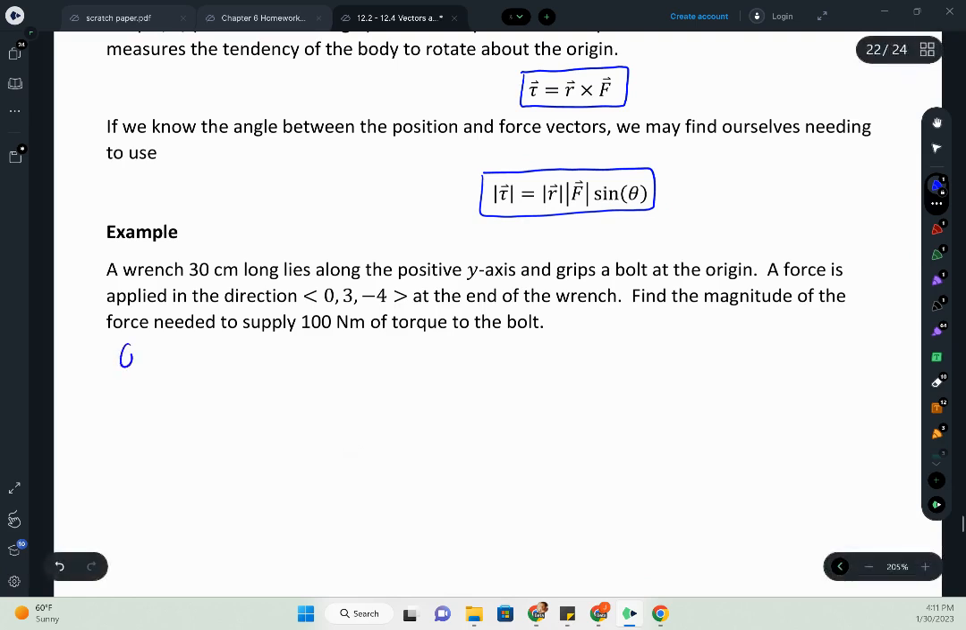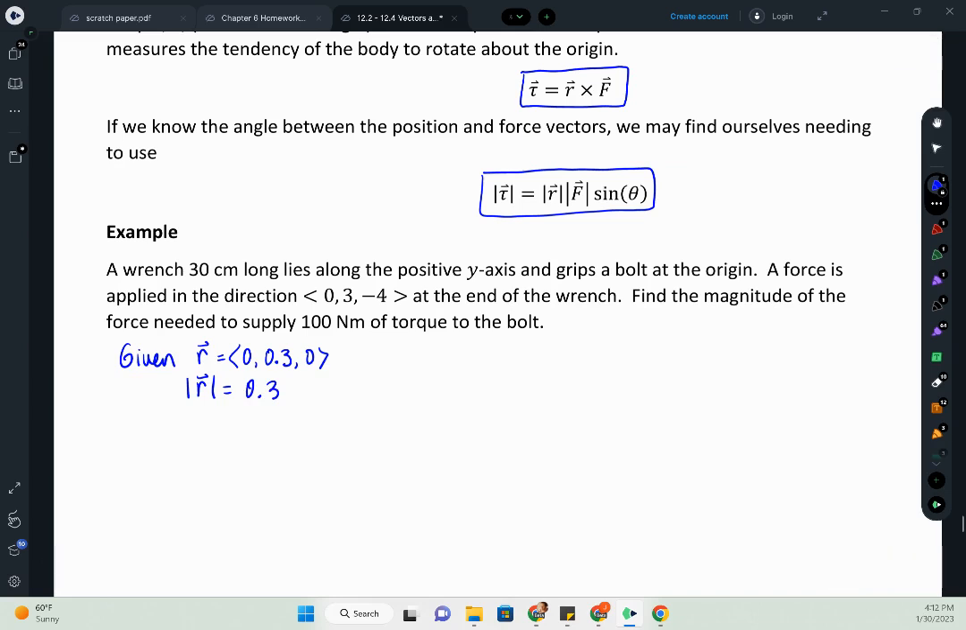Number one, we're given that the position vector r is lying along the positive y-axis, and if it's lying across the y-axis, that means that the x-coordinate is 0. The y-coordinate or component is, I'm going to go ahead and convert, 0.3, and that's 0.3 meters, and the z-component is 0. The magnitude of r is going to equal just the 0.3, since we only have one non-zero direction here. Okay, that's not a whole lot that we just got.